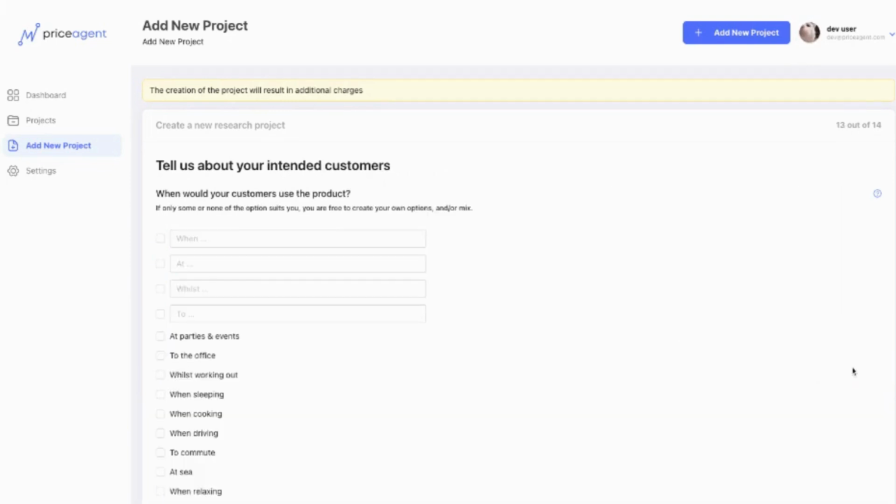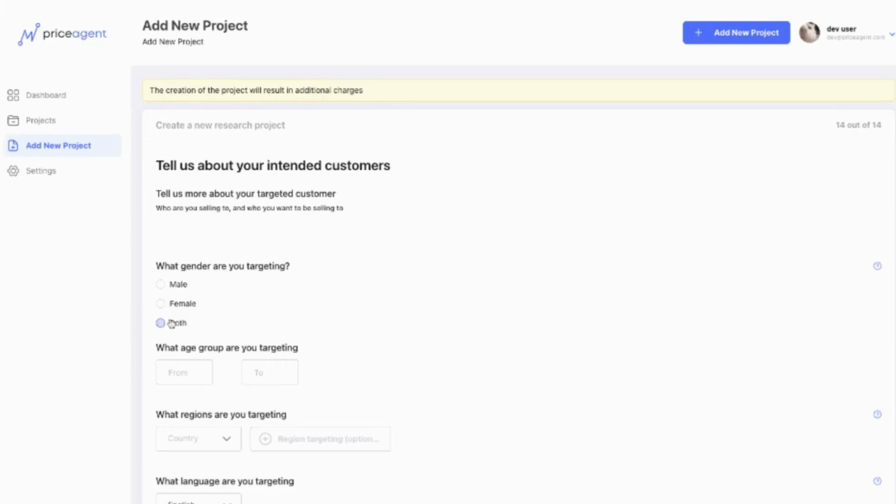Next step, tell us about your intended customers. When would your customers use the product? Well, we would do it while working out, but maybe to the office as well, and while running in the forest. Those are the three that I would like to measure. I want to look at both genders, and I want to look from 18. You cannot test below 18. And that has to do with the panels that we're asking.